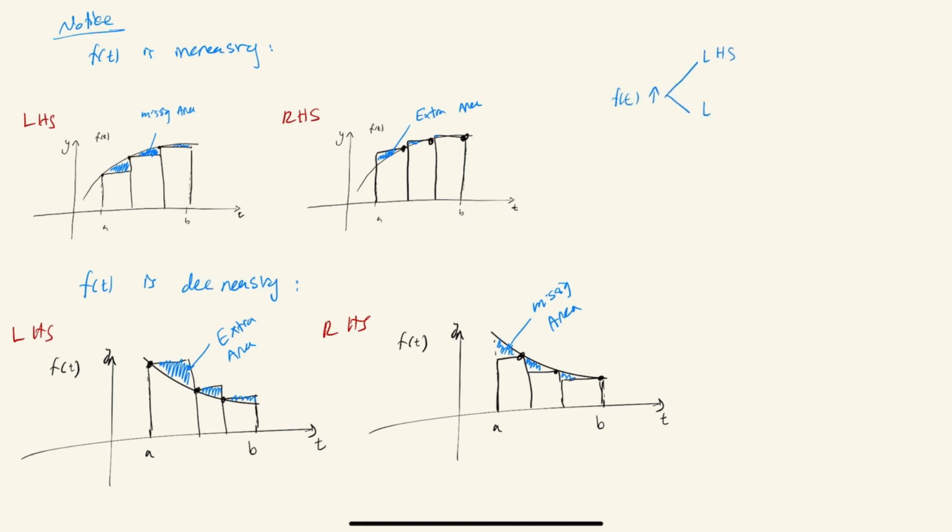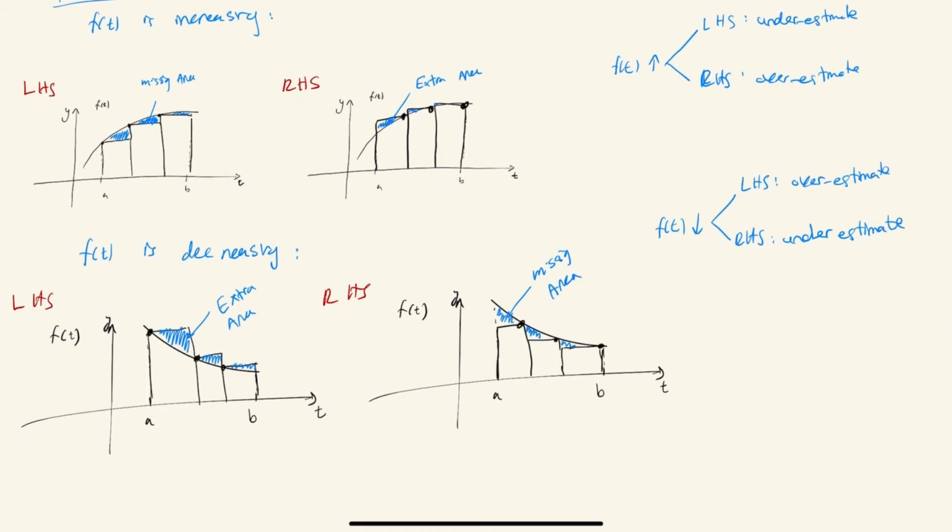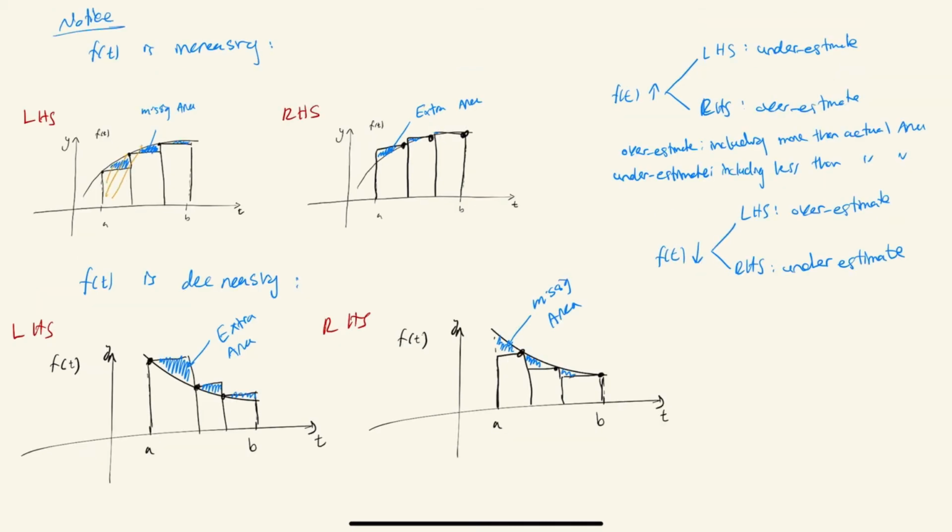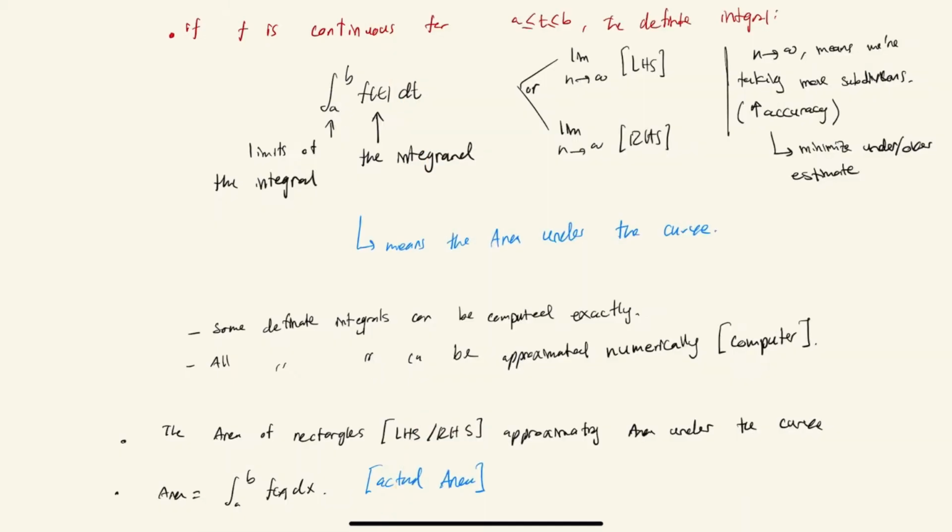So when f of t is increasing, the left hand sum is going to be an underestimate, the right hand sum is going to be an overestimate, and when f of t is decreasing, the left hand sum is going to be an overestimate, and the right hand sum is going to be an underestimate. So what does it mean to be under or overestimate? Again, overestimate means including more area than the actual area, and underestimate means we are including less area than the actual area. So here in orange, you can notice this is the actual area under the curve, and we can notice that the blue color is missing or including more areas.